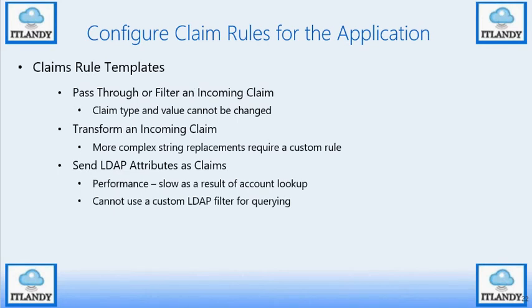Then you can configure rule templates, either using pass-through or filter incoming claims, transform claims, or send LDAP attributes. Pass-through claims, which are claim type and value, cannot be changed. Transforming an incoming claim is more complex, and they are strings. Replacements require custom rules. Then there is LDAP, where performance is slow as a result of the lookup, and you cannot use a custom LDAP filter for querying. These are the rules for the applications when we customize or configure.